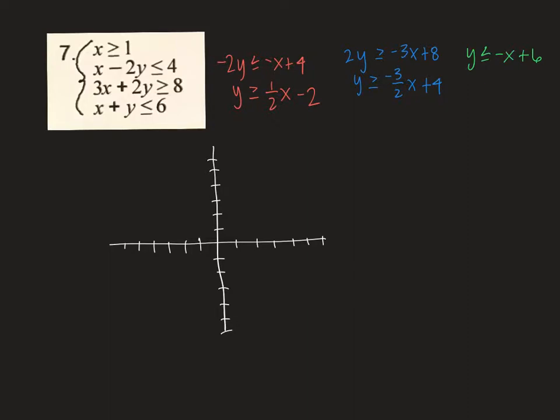So x is greater than or equal to 1. I'm going to start at 1. It's going to be a solid line. Greater than is going to go to the right.